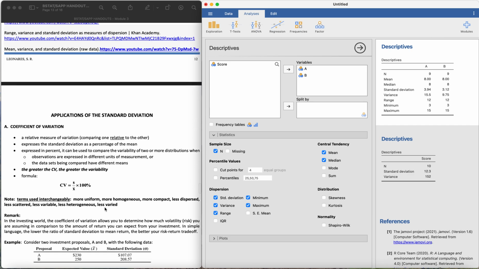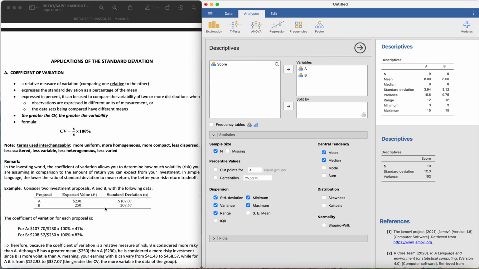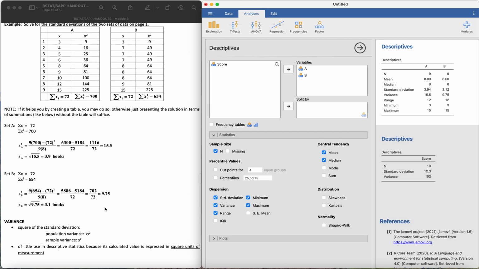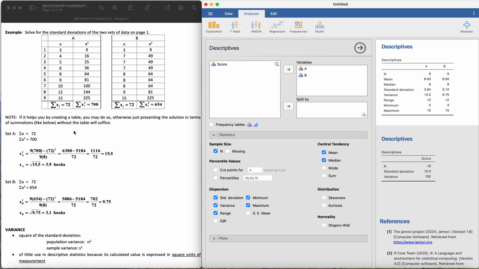The rest is the applications of the standard deviation, which we're going to deal with in a separate video. So that's it for this video for now. So at least we have learned something in Jamovi and how to make our lives easier with some statistical software, and no more of them manual calculations. Okay, so hopefully this helps. So thank you very much for watching.